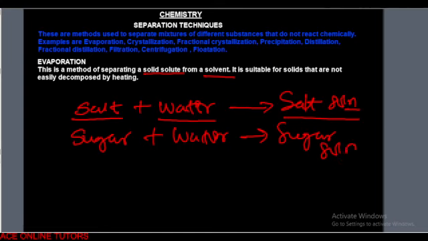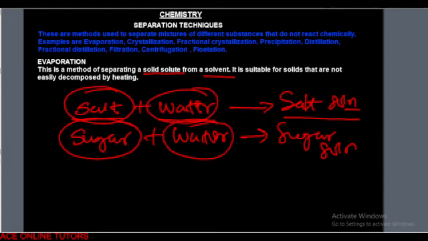So which means that whenever you want to use evaporation, you are going to be able to obtain your solute, which is this salt. If it's this one, it's going to be this sugar. But the solvent, you can't get back your solvent. Your solvent is going to waste.